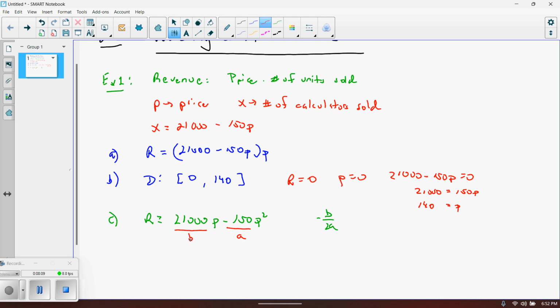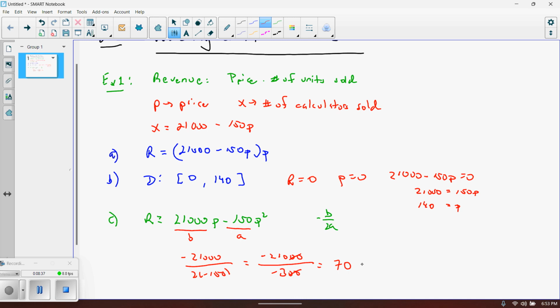So negative b, negative 21,000, over 2 times a, which is going to be 2 times negative 150. So we get negative 21,000 divided by negative 300. Of course, the negatives are going to cancel out. The zeros here are going to cancel out. So you get 210 divided by 3, which should be 70.